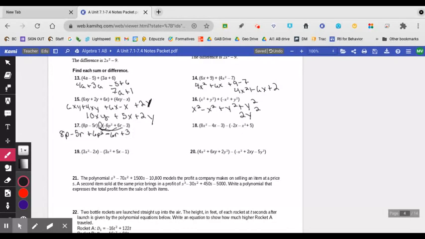I now group my like terms. So I have 6p squared, it's the only p squared, plus 8p minus 5r minus 6r plus 3. So the only two terms I can combine are the negative 5r and the negative 6r. So my final answer is 6p squared plus 8p minus 11r plus 3.